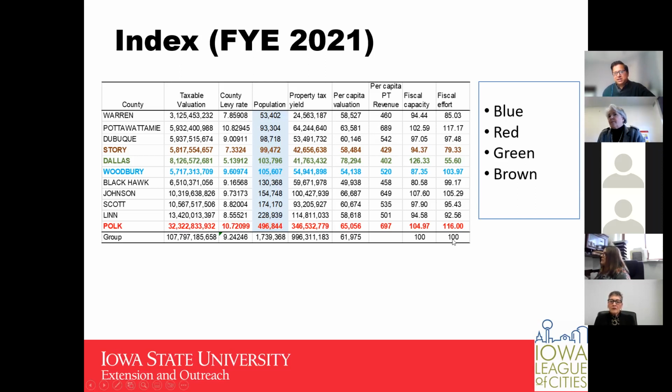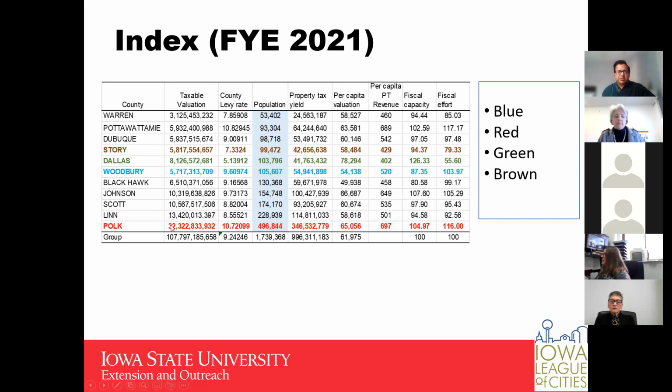That means if the effort is indexed as 100 for the group and your number is greater than 100, it simply means that the levy rate in this county is higher than the weighted average for all of these counties in the group. So for Woodbury County, the number is 103.97. That means it's about 4 points greater than the group's weighted average when it comes to the levy rate.